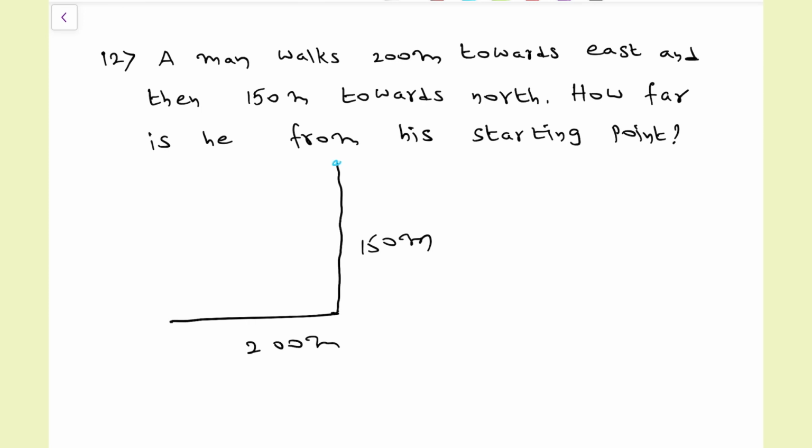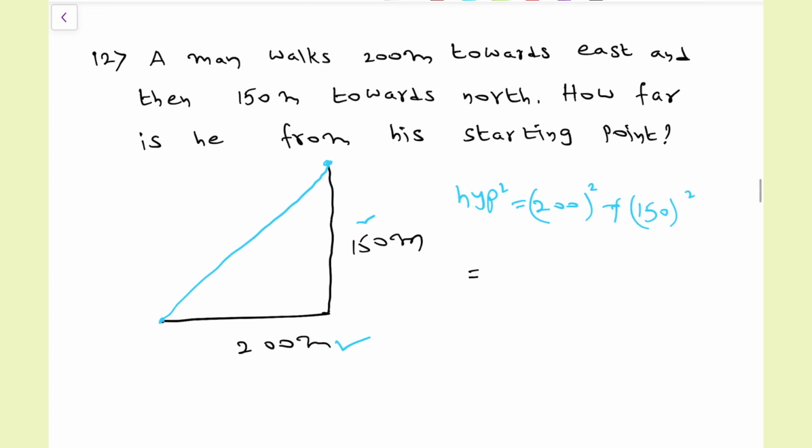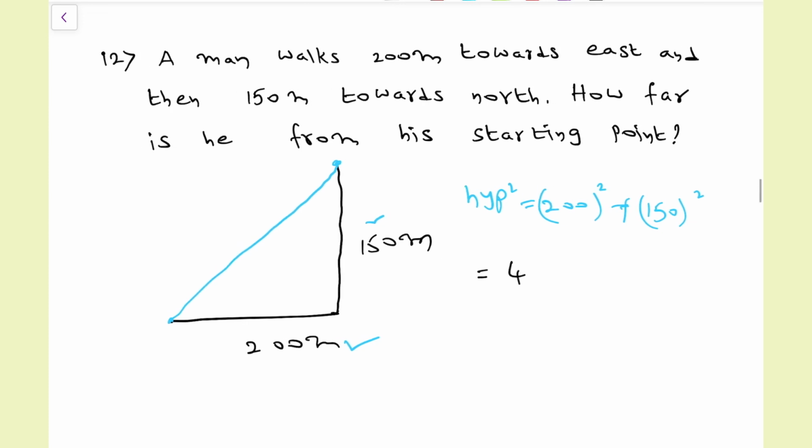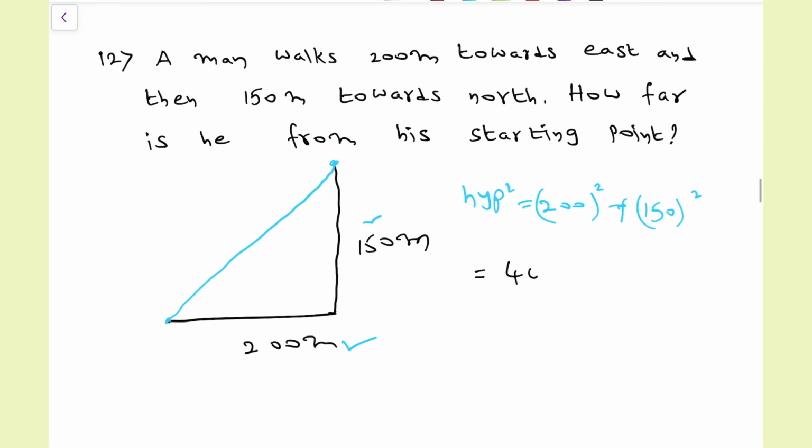Now finally he is here and the starting point is here, right? So he is asking to find out this distance. It's very easy. We need to use the Pythagoras theorem. So hypotenuse square equals base square, 200 square, plus height square, 150 square. That is equals to 200 square, how much? 2 2s are 4. 2 zeros square is there, so 4 zeros, plus 150 square.